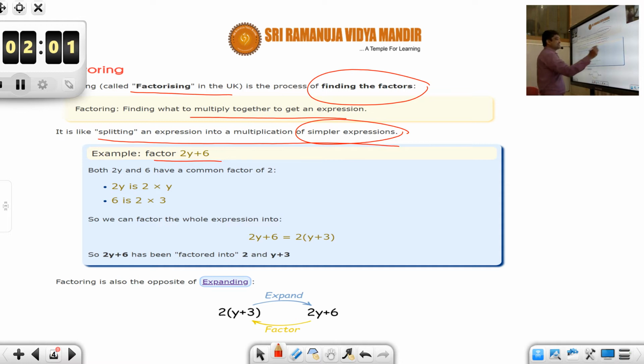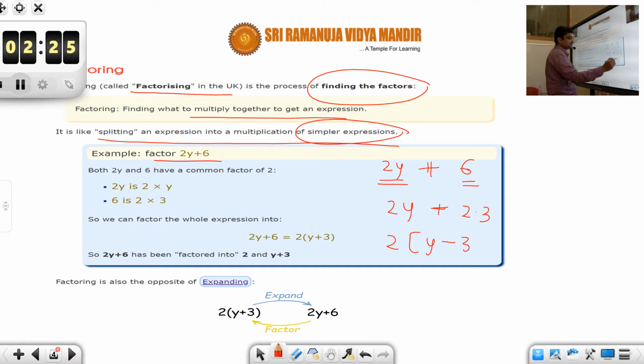Students, can you observe anything common in these two terms? Look at these two terms properly. The first one is 2y and the second one is 6. Do you find anything common? Yes, you can observe that 2 is common. So write 6 as 2 times 3, and now pull that 2 outside. Take that out as common. Then you will be left with 2 times y plus 3.